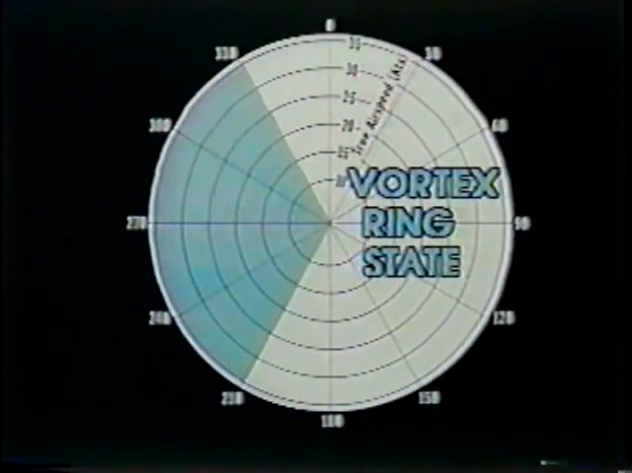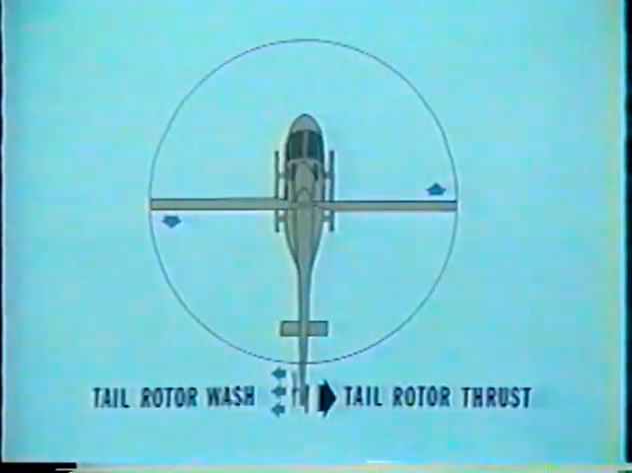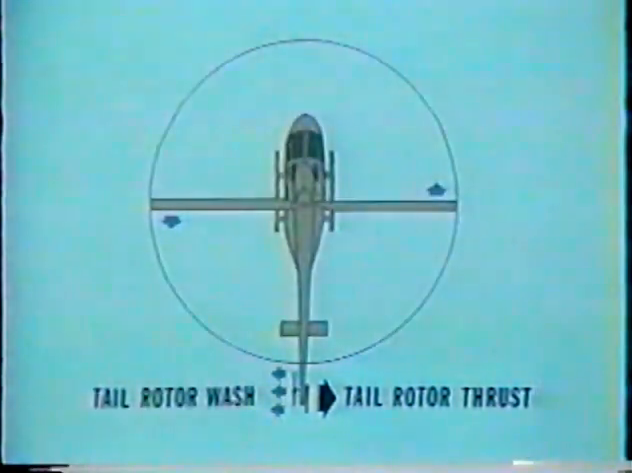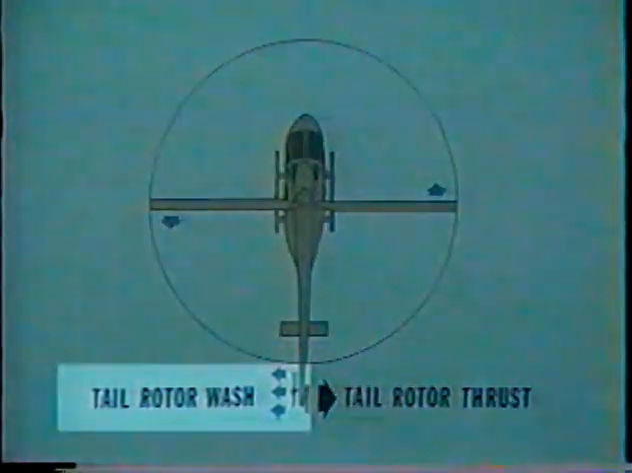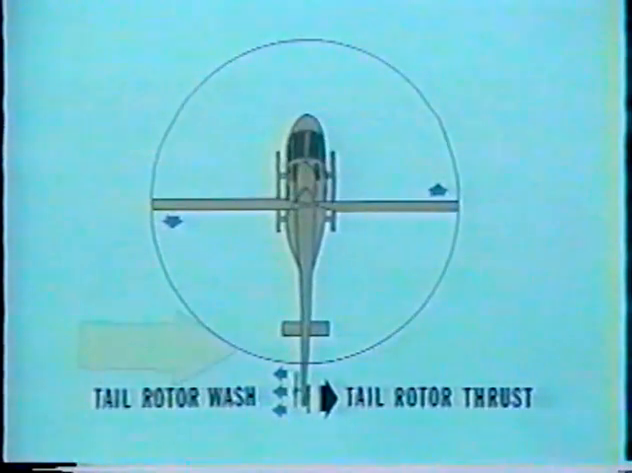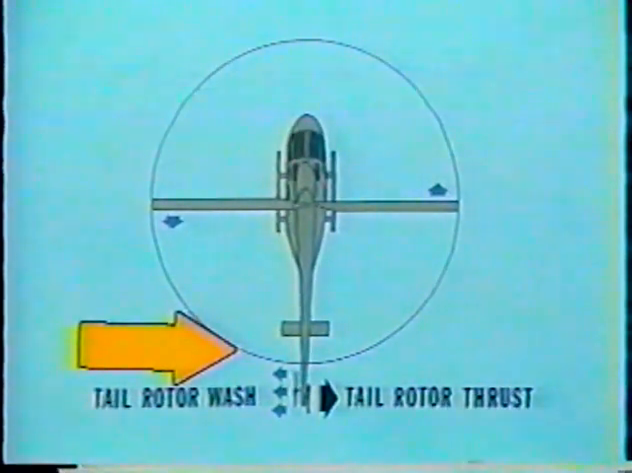A tail rotor vortex ring will form with a relative wind azimuth of 210 through 330 degrees. To counter the main rotor torque, the tail rotor produces thrust to the right. As a result, the tail rotor wash is to the left. A left crosswind opposes this wash. These wind tunnel segments will show the effects of a left crosswind.